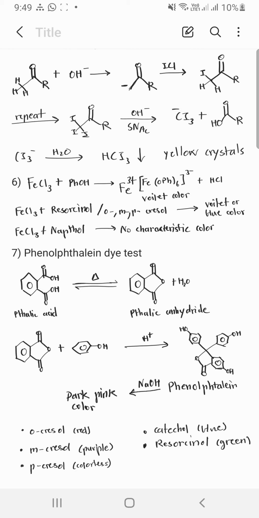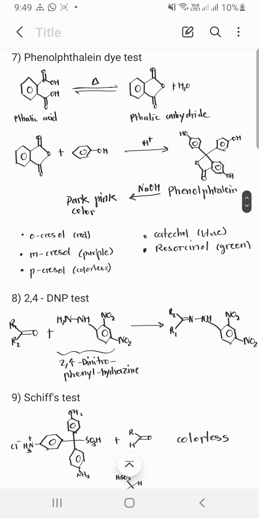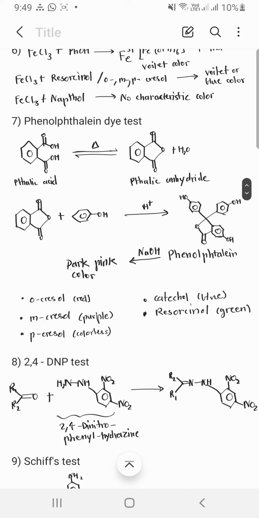Yeah, and then with naphthol. So naphthol is basically naphthalene with an OH group. So that gives no characteristic color. Fine. Wait, isn't that naphthanol? What's naphthol in that case? Should be the same thing, right? Whatever.